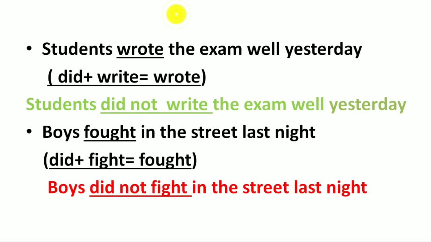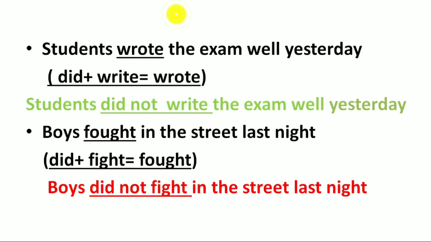In the first sentence, students wrote the exam very well yesterday. Wrote is the V2 form, that is did plus write is used as wrote. So we have to add not to the did form. So students did not write the exam very well yesterday. Boys fought in the street last night. Here did plus fight becomes fought. We have to add not to the V1 form, that is fight. Thus it becomes boys did not fight in the street last night.